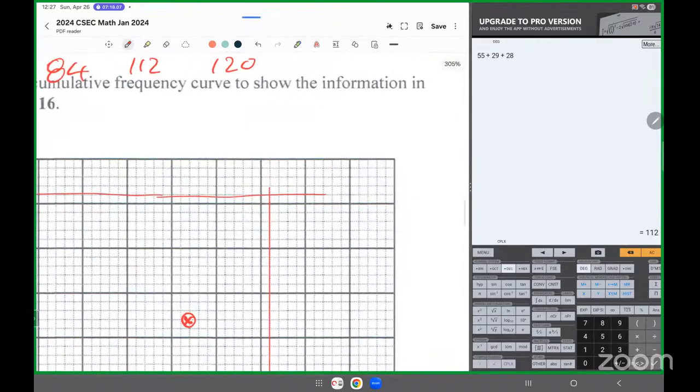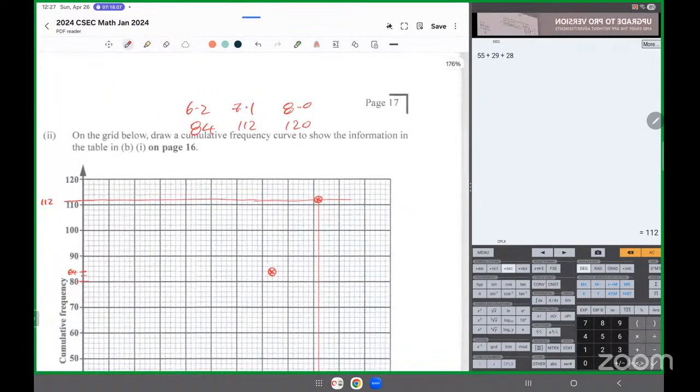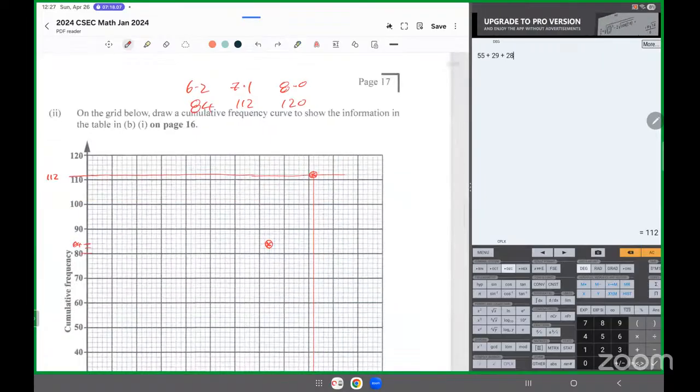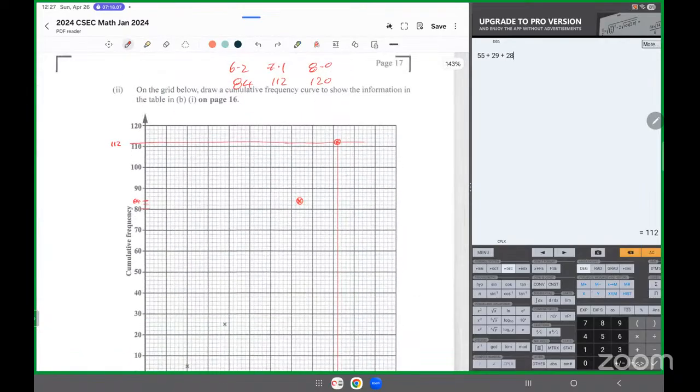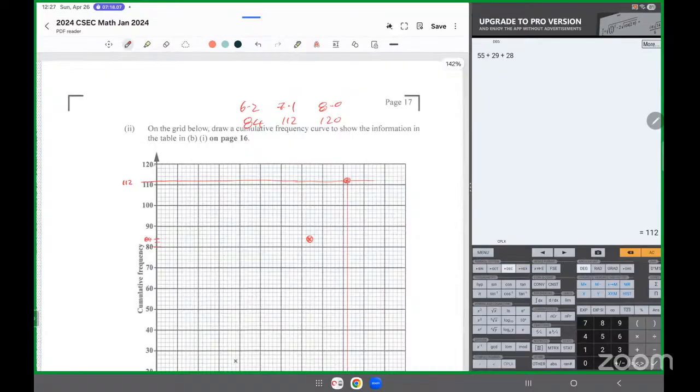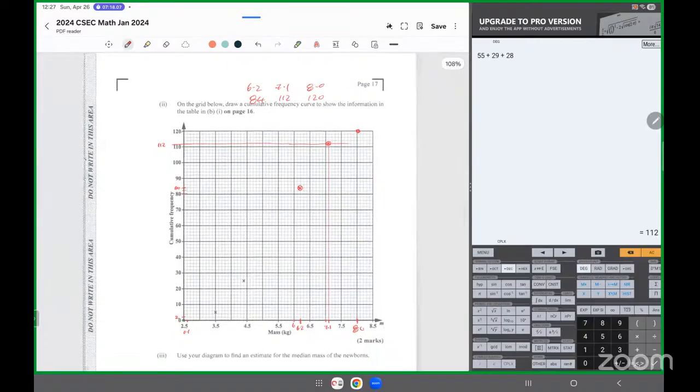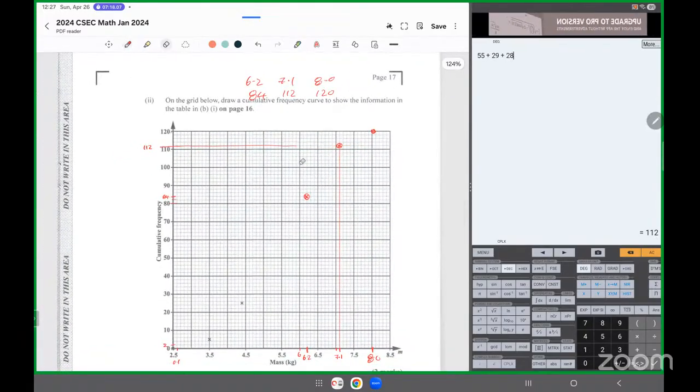So we're talking about this point right here. The last point was 8.0, 120. 8.0 is right here, that's on this line. Can't miss it. And 120 is right at the top. So we're talking about this point up here, 8.0, 120 right up here. So those are your points right now.